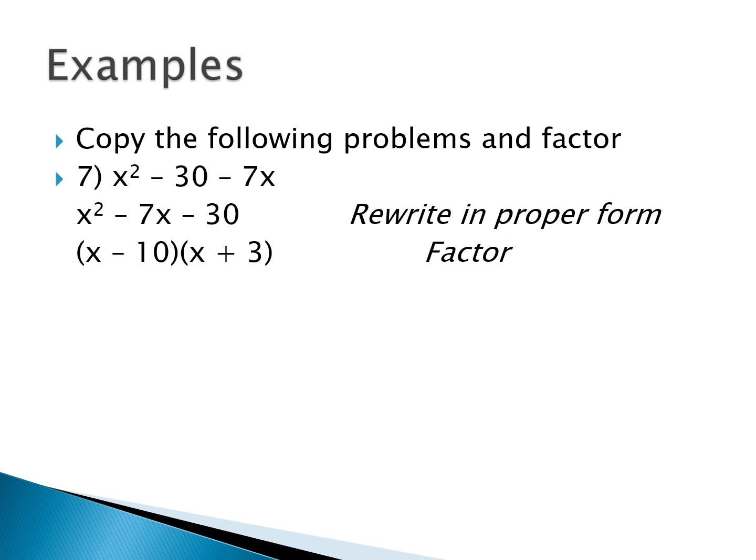Now for this one, I did need to rewrite it in the proper form. What two numbers multiply to get negative 30 and add to get negative 7? Negative 30, they're going to be different signs. Negative 7, the larger number is going to be the negative one. So we get negative 10 and 3.